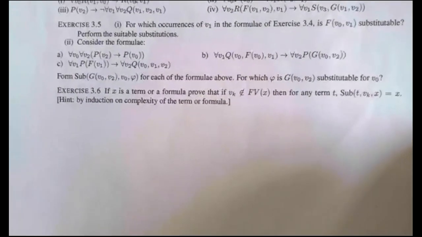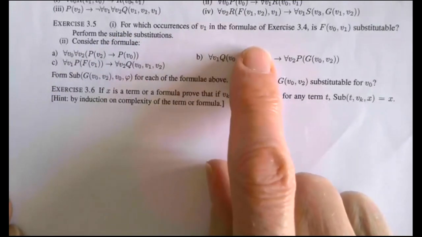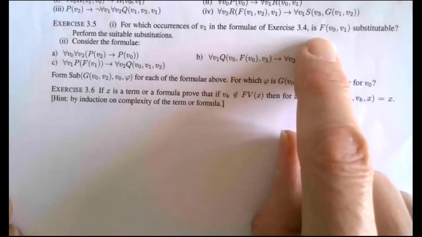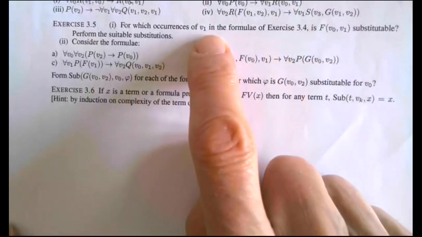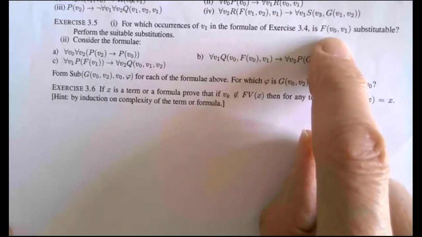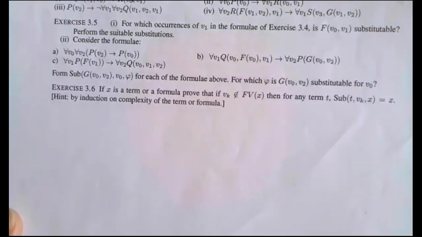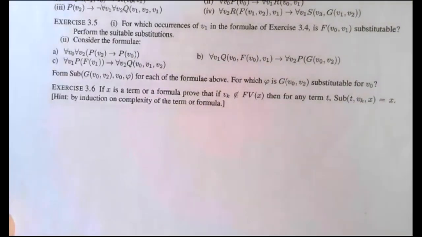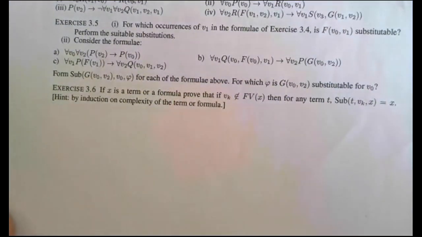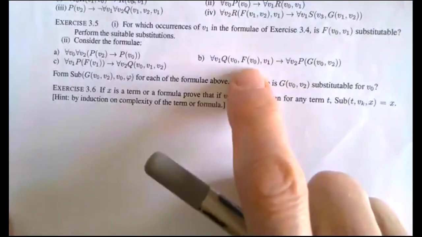So 3.5 here. It's asking which occurrences of vi is this function f of v0, v1 substitutable? You look at the formula over here. I believe this is also part of the homework for next week, so I won't do them all, but I'm happy to do one.